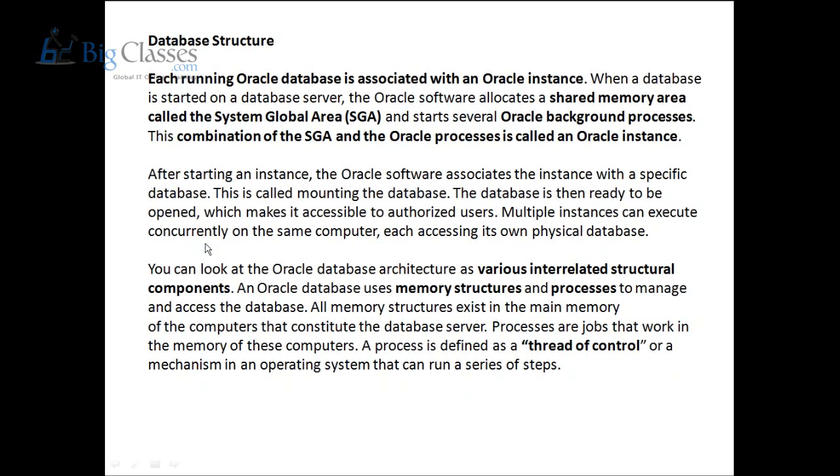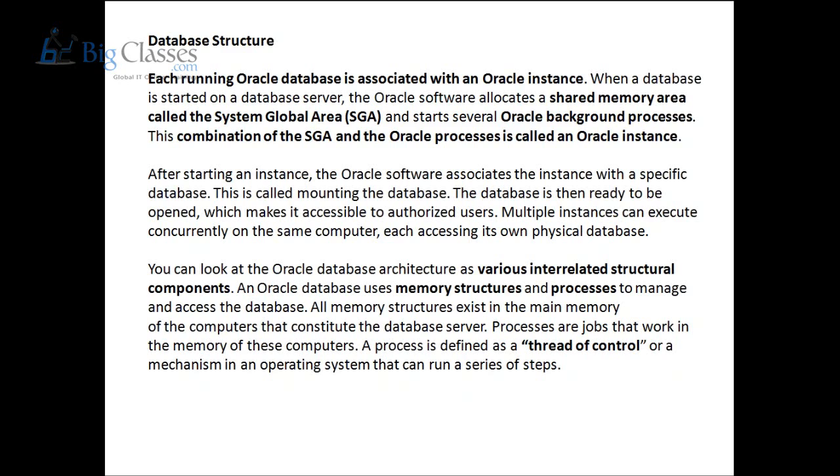Multiple instances can execute concurrently on the same machine, each accessing its own physical database. That means you can install multiple databases on the same machine, but you need enough memory to support the instance of each database. That means enough RAM to support all of them. Okay? Generally, multiple databases are not required, because a single Oracle database can process huge amounts of data, like 5 TB, 10 TB, terabytes, that is 1000 GB of data. So you really don't require multiple databases running on the same machine.